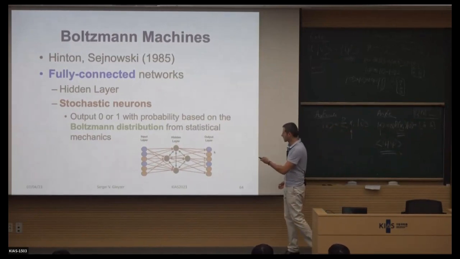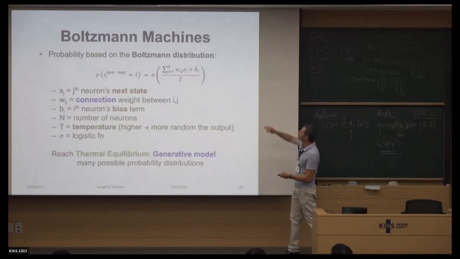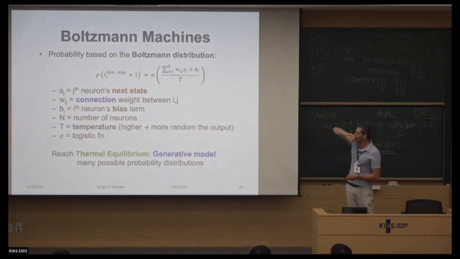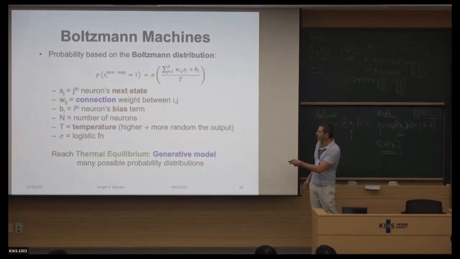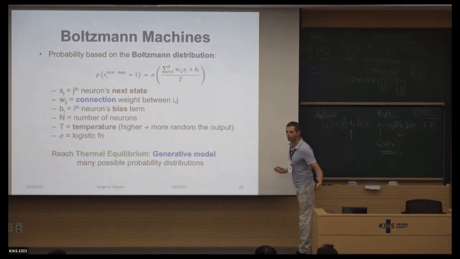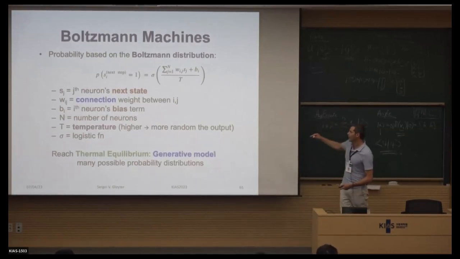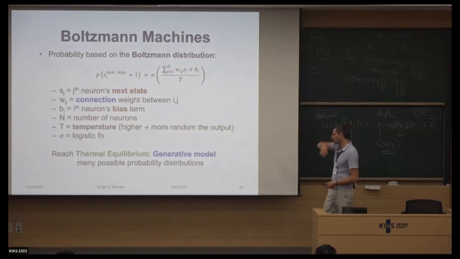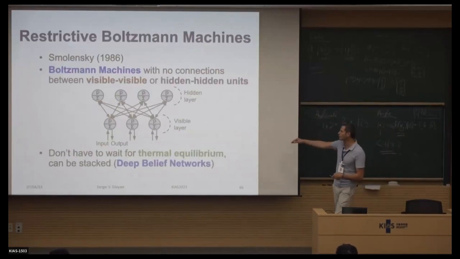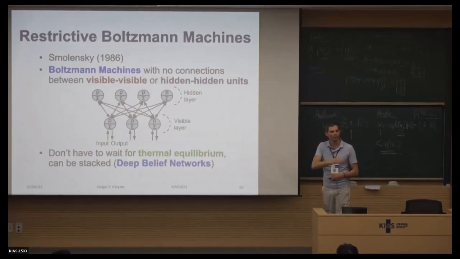So it looks like this. You can even have a restricted version. But anyway, the point is that the probability comes from the Boltzmann distribution, right? So you can see that you have different states of the neuron, the connection between them, you have a bias term, and now you can define a temperature of the system. What does it mean in this context? It means that the higher the temperature, the more random the output, and vice versa. Okay? Now, you do it until you reach a thermal equilibrium. You can use these things as generative models and so on. With the restricted versions, you don't have to wait for thermal equilibrium. You can stack them in so-called deep belief networks.